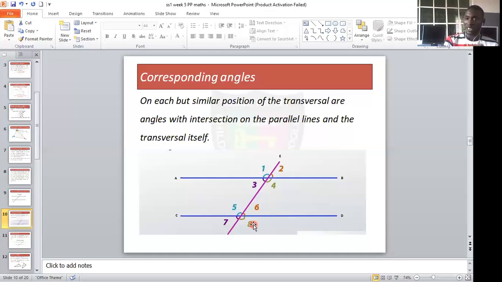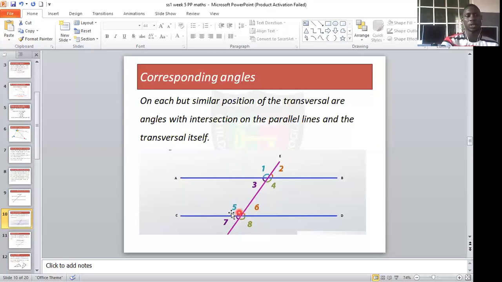They are on each line, but in a similar position with respect to the transversal, at the intersection of the parallel lines and the transversal itself. So these corresponding angles are the angles formed on each line but in a similar position. The angles formed on this line in a similar position with this one, we call them corresponding angles.